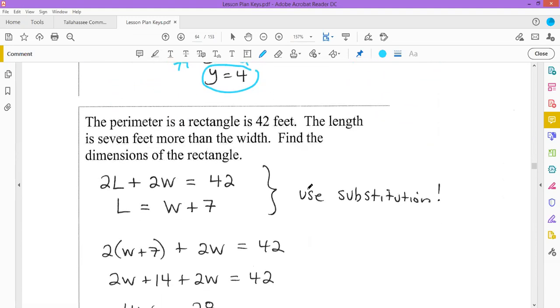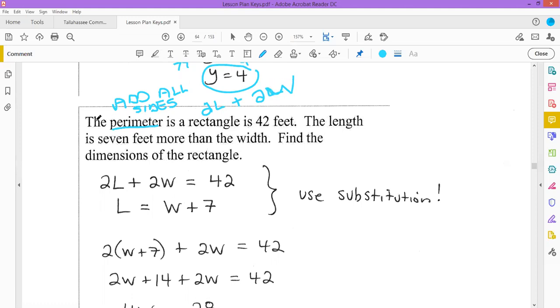All right, in this next problem, we have the perimeter. Now remember what perimeter means. That means to add all sides. We also had a formula to find the perimeter of a rectangle, since that's what we're dealing with in this problem. It says the perimeter of a rectangle. Remember that formula was 2L plus 2W, where L and W were the length and the width.